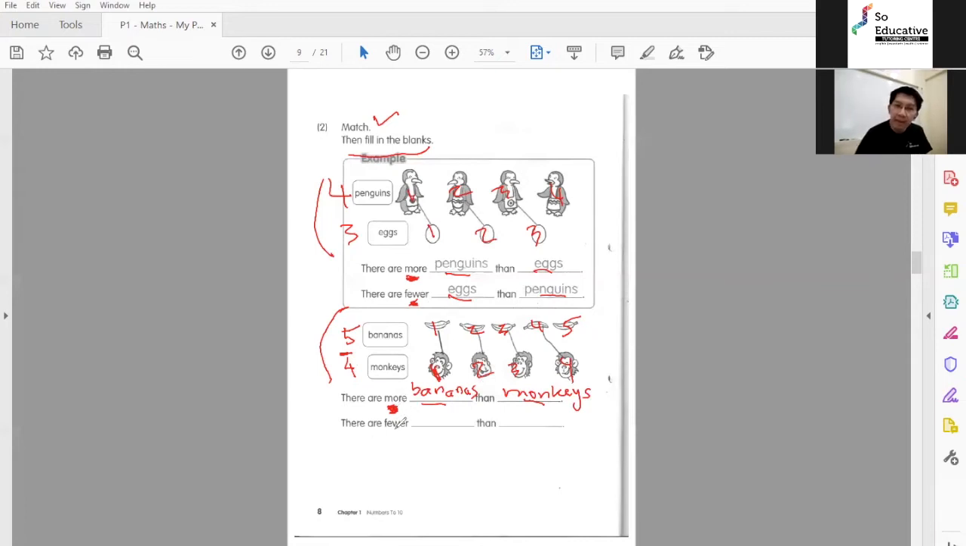Now they're asking fewer. Fewer means smaller number. Smaller number of what? Remember, don't put in a number, but put in the item, the things. Monkeys, then bananas. Don't forget a full stop.